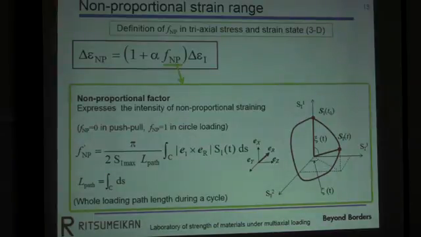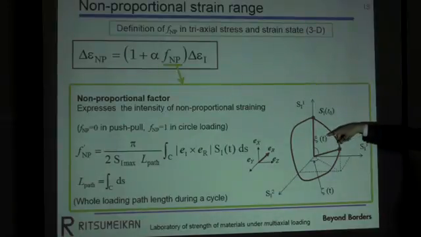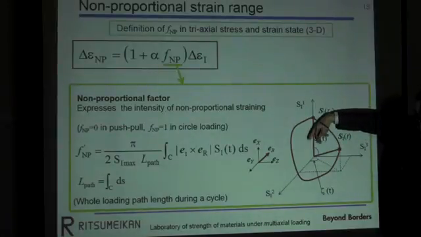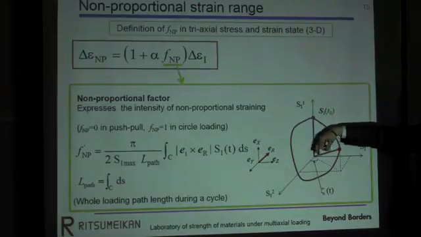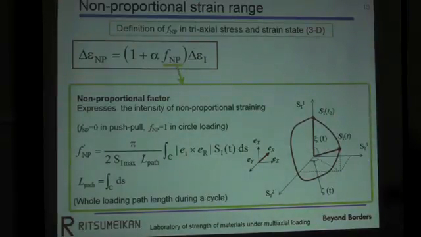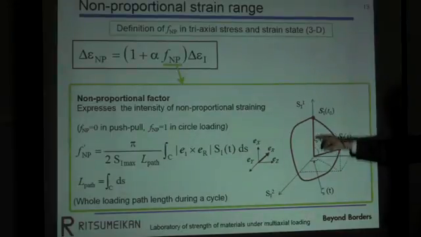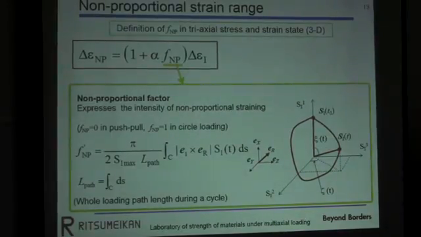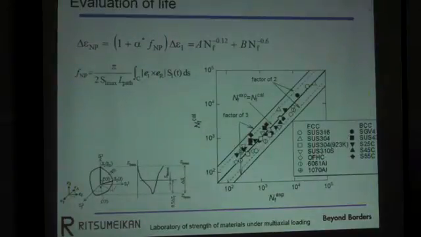So in this case, even though this angle is constant and we rotate around the reference axis, the non-proportionality also increases, even though the angle is constant. So this is the correlation of the failure life using the GC equation, employing this non-proportionality.